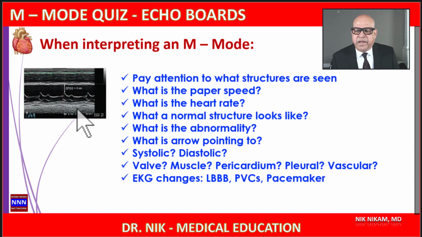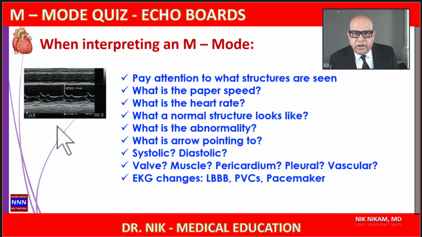So when we are looking at an M-mode, whether during a routine examination or when you're sitting and sweating in the echo board examination, the most important points to keep in mind are: What structures are you seeing? What part of the heart is displayed on that particular image? What is the paper speed? What is the heart rate? What do the normal structures look like? What abnormality do you see?